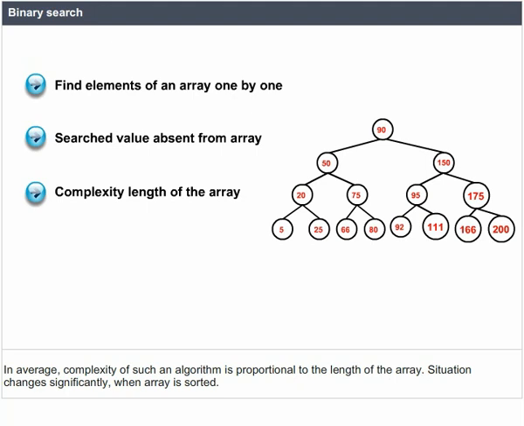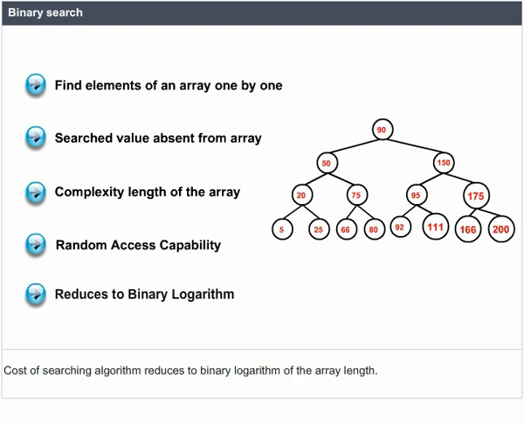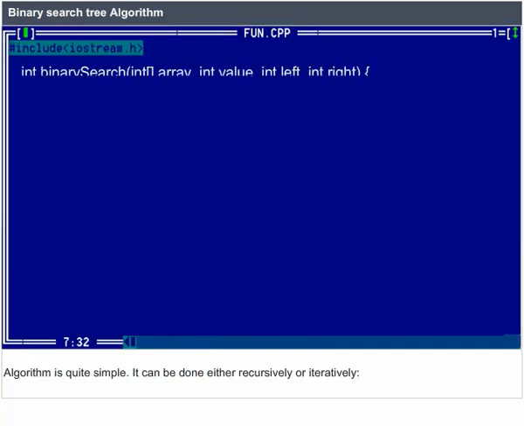Situation changes significantly when array is sorted. If we know it, random access capability can be utilized very efficiently to find searched value quick. Cost of searching algorithm reduces to the binary logarithm of the array length. Binary search algorithm. Algorithm is quite simple. It can be done either recursively or iteratively.